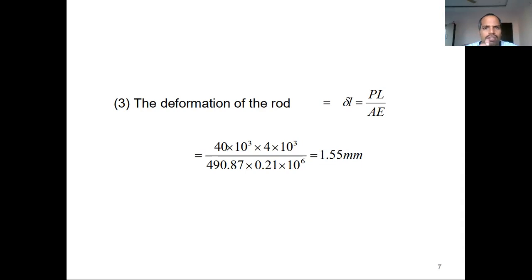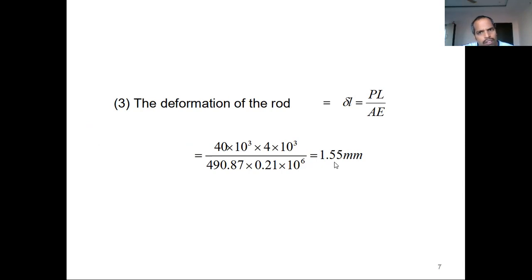Like that only we got change in length is equal to PL by AE. That's the same formula, because change in length by original length comes from the strain definition. If you substitute, you will get the answer. So deformation is equal to how much? 1.55 mm, right? So deformation is 1.55 mm.